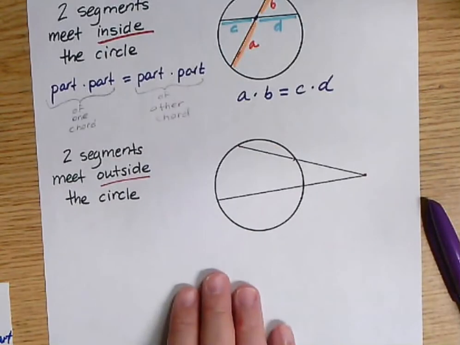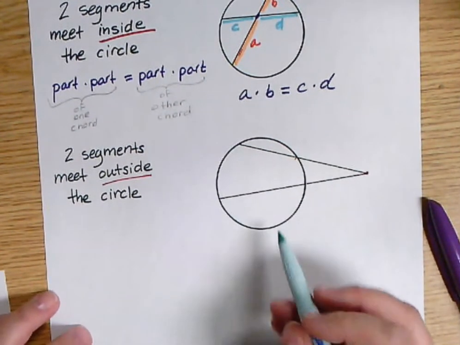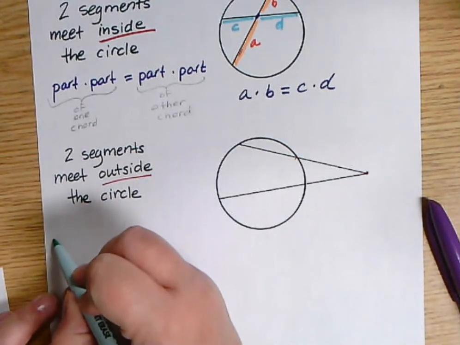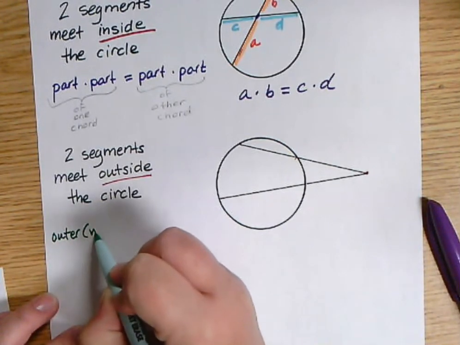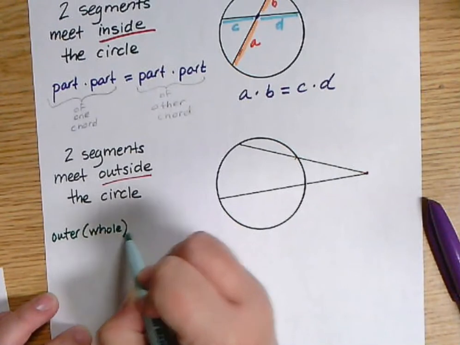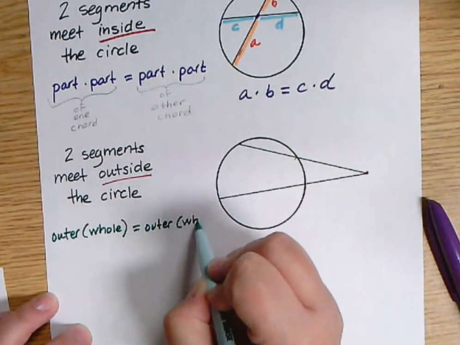What about when the segments meet outside the circle? And that could happen when they're both secants, or one's a secant, one's a tangent. Technically, you could think of it as them both being tangents too, but we already have a rule that applies there. So this is how this one works. First, I'm going to tell you the rule, the way we write it. We say the outer part times the whole thing equals the outer part times the whole thing.